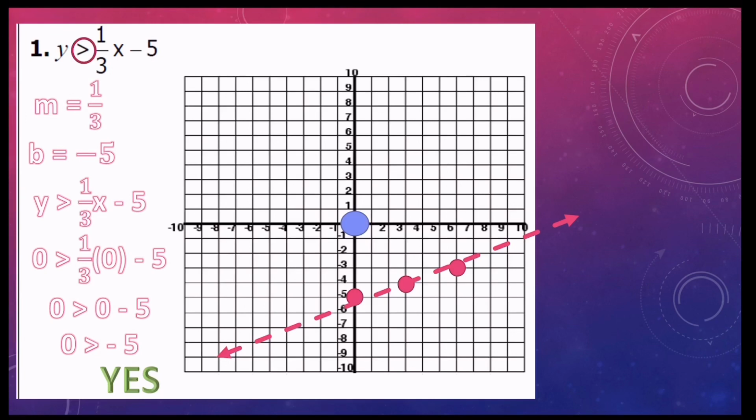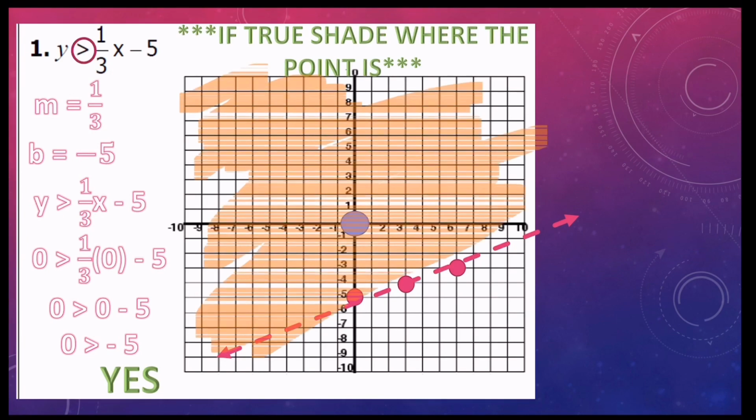So if your test point gives you a true statement, you shade where the point is. So please add that to your notes. If true, shade where the point is. If false, shade on the opposite side. And we're going to go look at some of that. So if you need to pause now to write that down, as well as all the work.